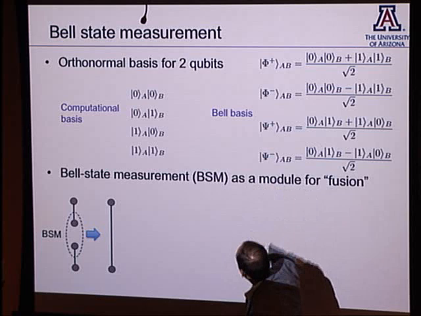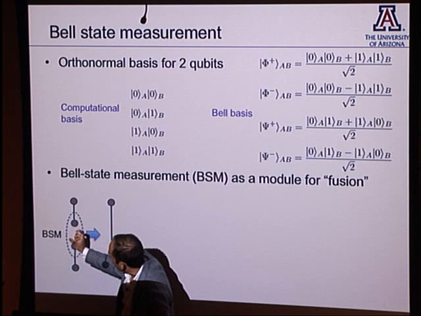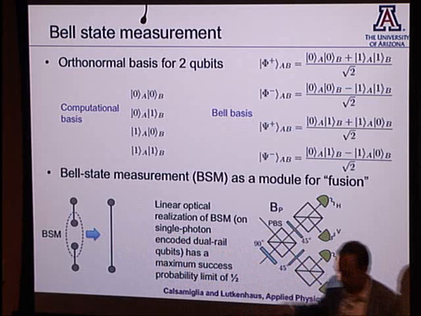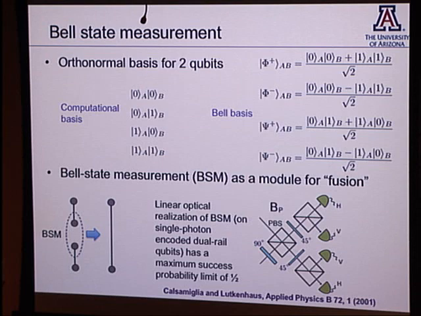And since I'm measuring two qubits, I get a two-bit answer, right? I get a 0, 1, 1, 0, a two-bit answer. Depending upon what that two-bit answer is, this is in one of these four different Bell states. And since I know those two bits, I can always translate that to whatever Bell state I desire. Okay, so now the next question to ask is, how do I do this linear optically?